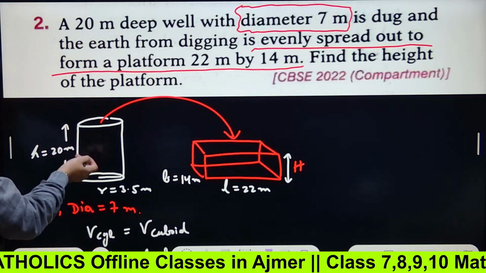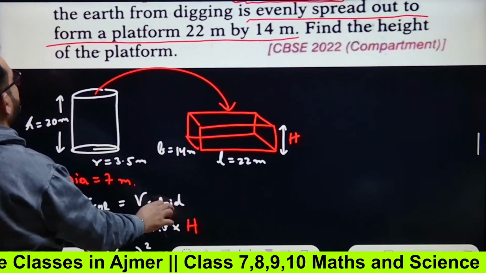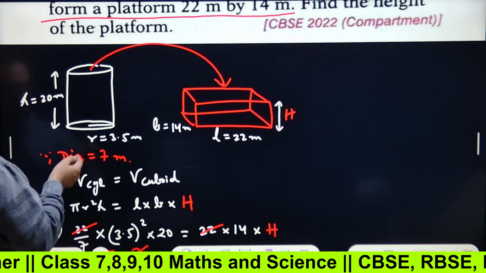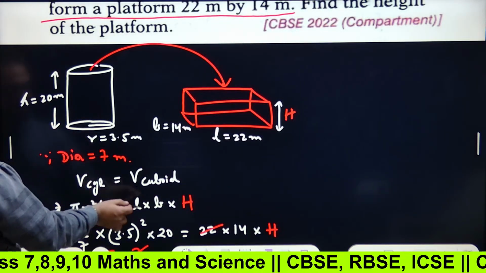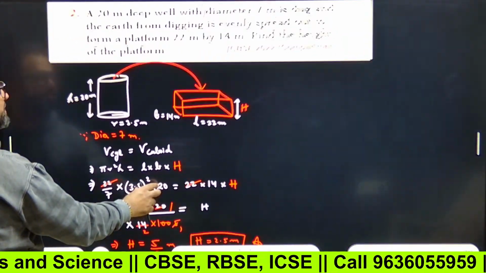So this volume will be pi r square h. This volume will be L into B into h, right? So for calculations, you must do pi r square h equals L into B into h. Put the values. Very easy question. Try it yourself.